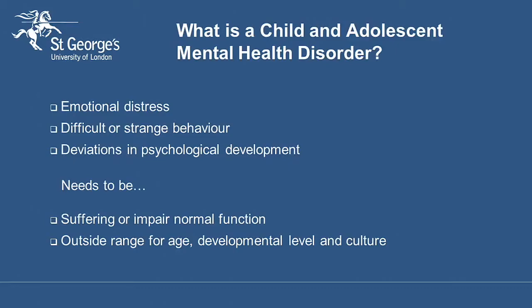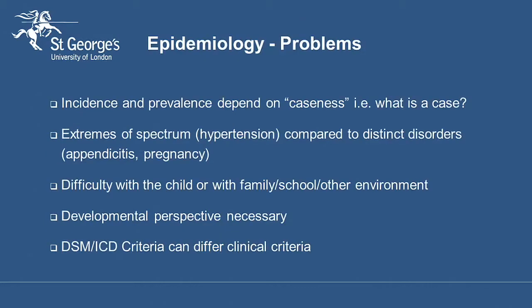What is a child and adolescent mental health disorder? It is any form of emotional distress, difficult or strange behaviour, or any deviation in psychological development. In order to be classified as a disorder, the child needs to show some suffering or impairment of normal function, and this needs to be outside of the range for the child's age, developmental level, and culture. Obviously, with such a broad definition, there can be a great variance in incidence and prevalence, and it depends on where you draw the line.